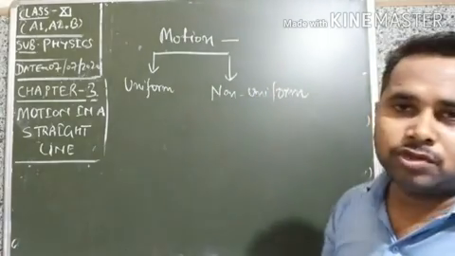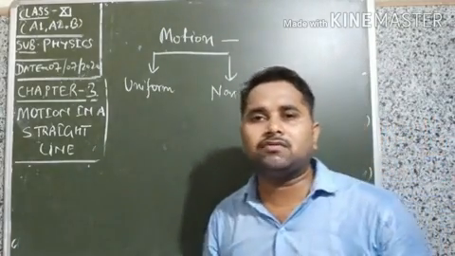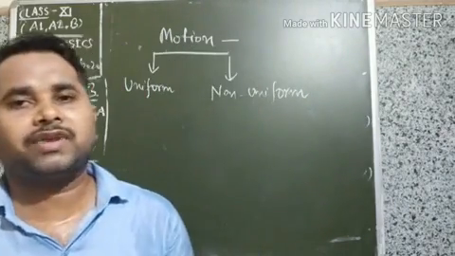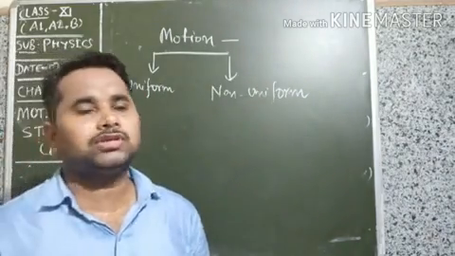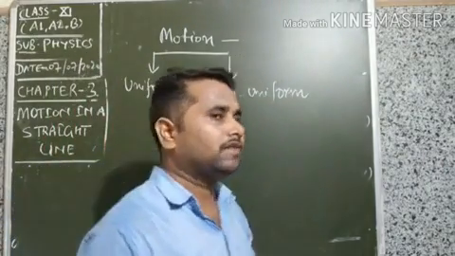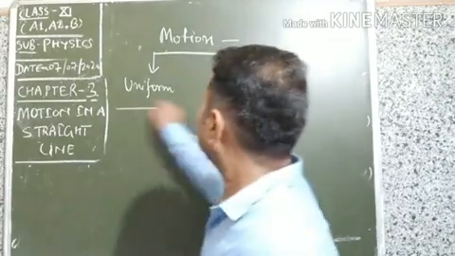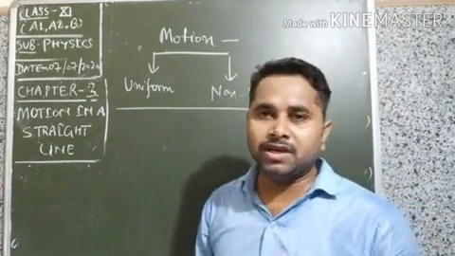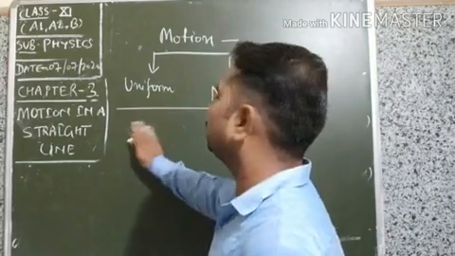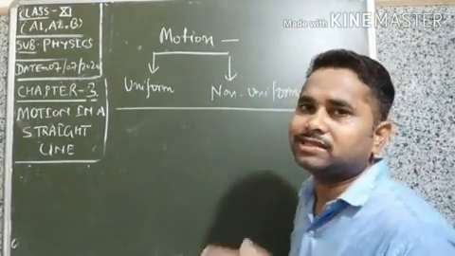And what will you say for non-uniform motion? When the body covers unequal distances in equal intervals of time throughout the motion, then the motion is called non-uniform motion. Also, we have to discuss here speed and velocity, the difference between speed and velocity. Before speed and velocity, first of all, distance and displacement.